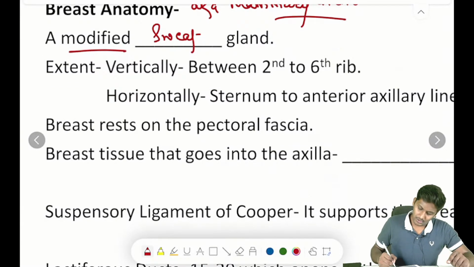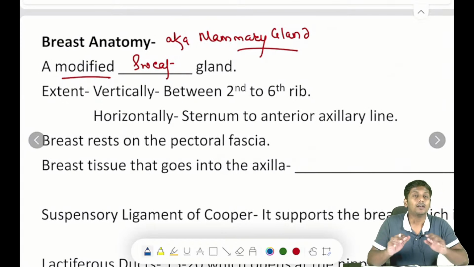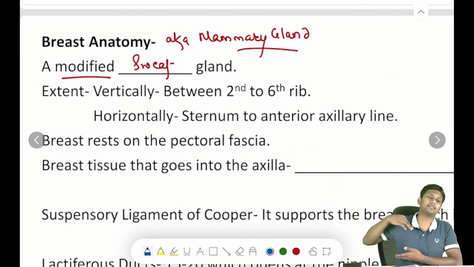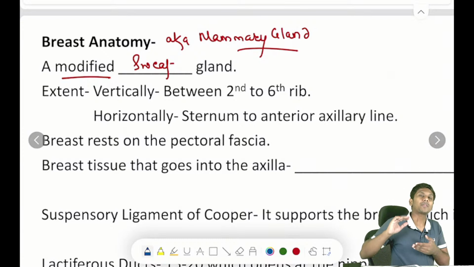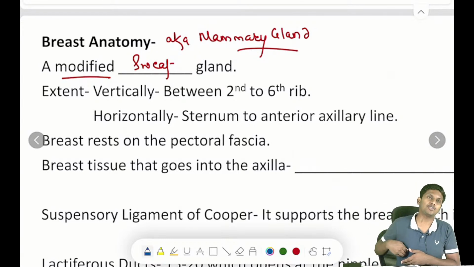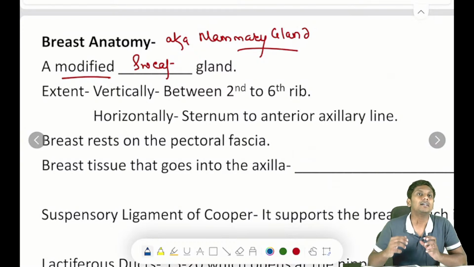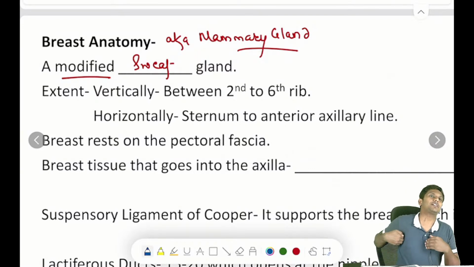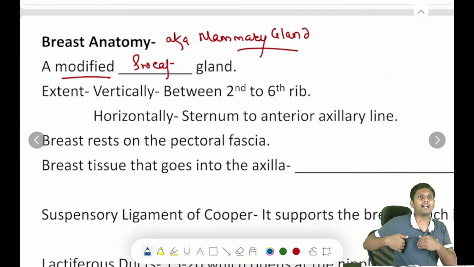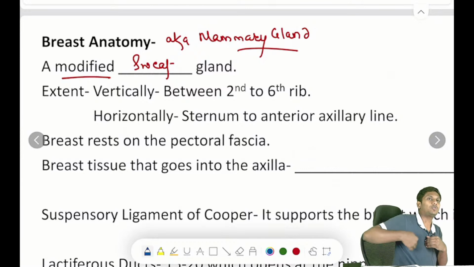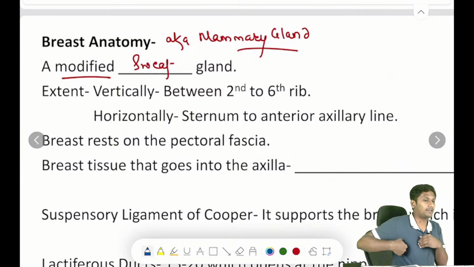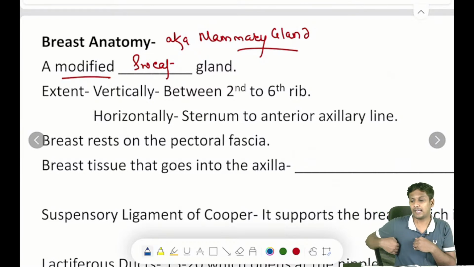Okay. Next important is extent. We have to remember the level to which the breast extends. So please remember, the vertical extension of the breast starts from the second rib and extends till the sixth rib usually. That is the normal vertical extension of the breast. If we look at the horizontal extension, you have to remember it starts from the lateral border of the sternum and goes usually to the anterior axillary line. It goes from the sternum till the anterior axillary line.